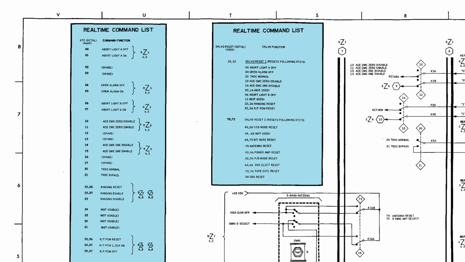The first salvo code gets you back to a normal flight condition: no alarms, TRDC in normal mode, ranging off, reset the PCM telemetry settings. And the second one resets the communication system.